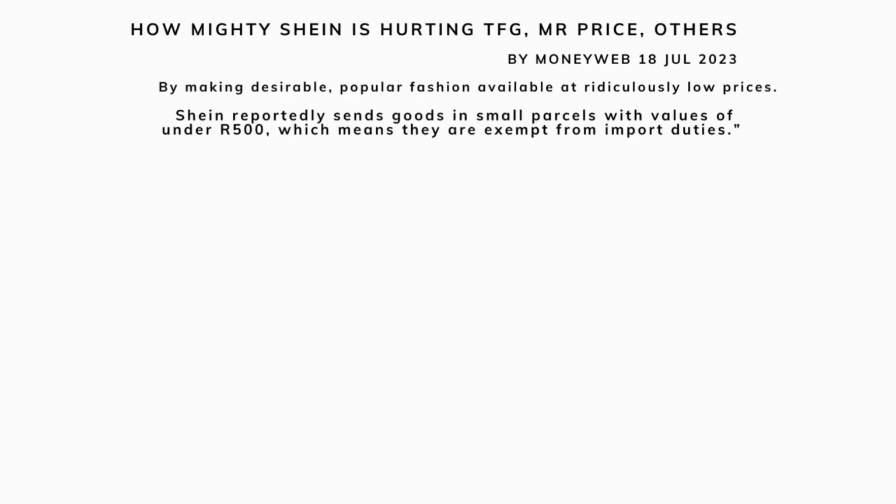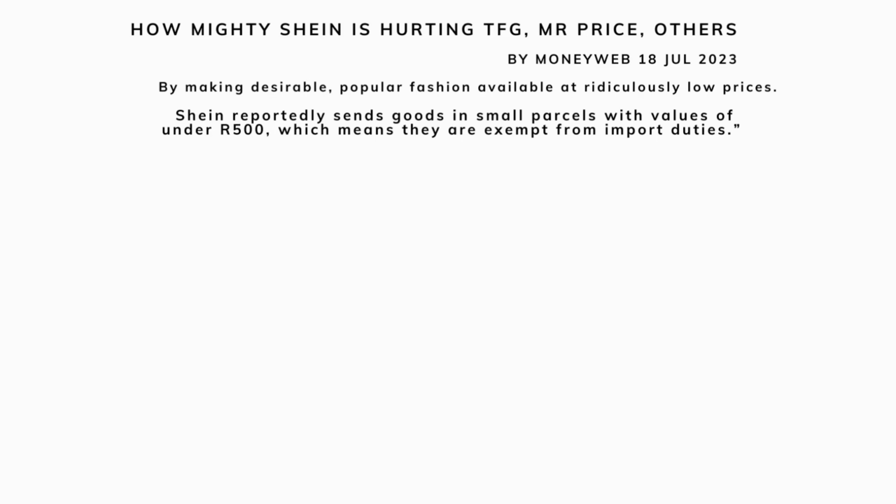To move into our next tool, which is our resource-based tool, I just pulled a little bit of a current affair, how mighty Shein is hurting the Foschini Group, Mr Price, and others. And this was pulled from MoneyWeb, 18th of July. Shein is huge and they are hurting everybody. So how do you make desirable popular fashion available at ridiculously low prices? I mean, Shein is even cheaper than Mr Price. How are they getting away with it? How are they doing it? And they're importing it in.